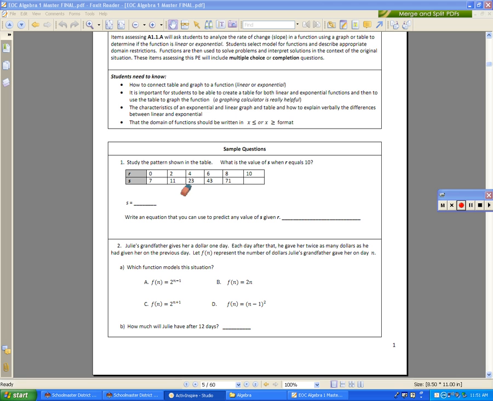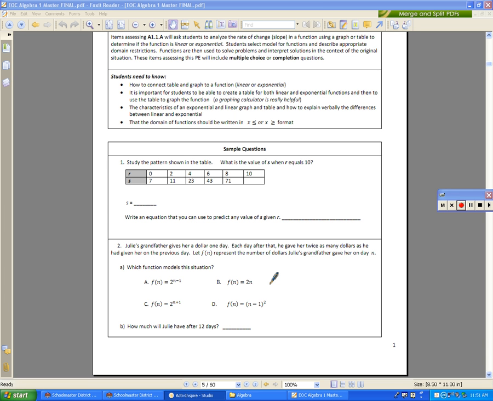Okay? Hold on a second. And so that means that if I plug in 10, 10 squared is 100 plus 7 makes 107. Okay, Francis? How do you know that it has to be squared?